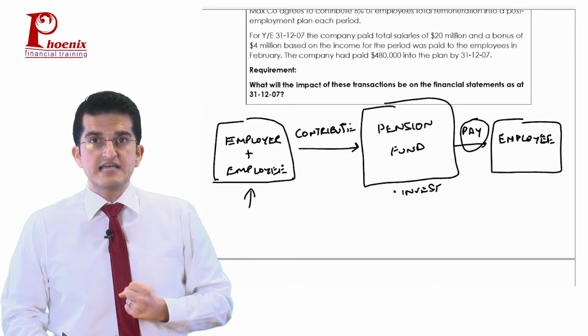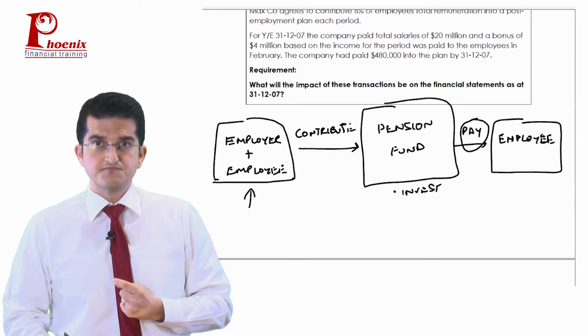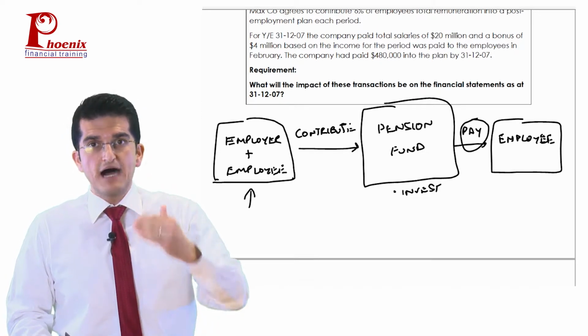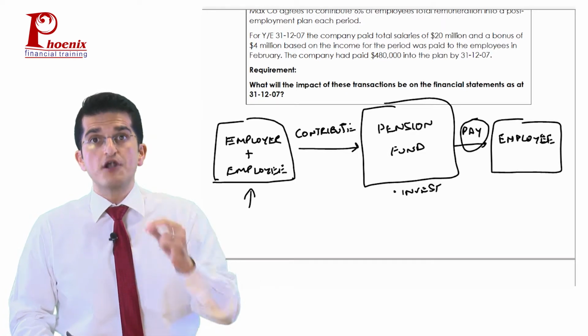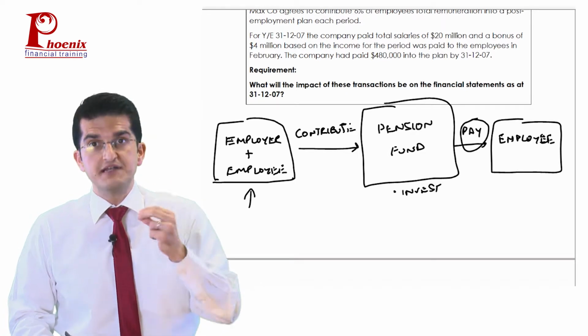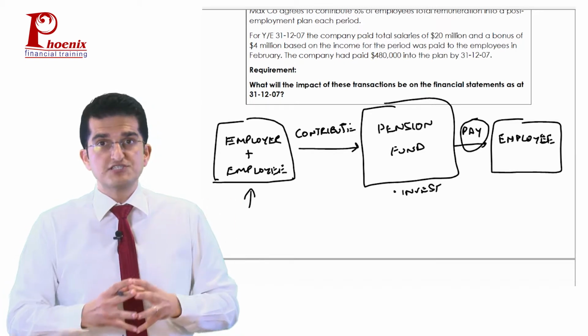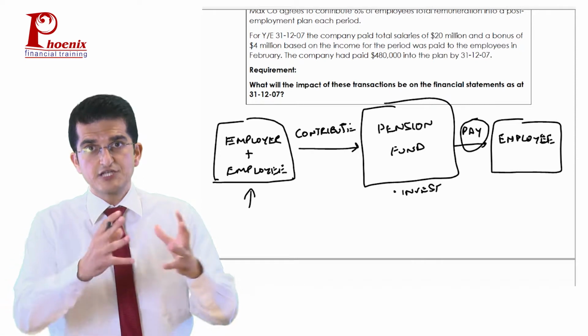What we need to understand is one kind of this scheme known as a defined contribution. What does defined contribution mean? It means the amount that is being contributed into the scheme by the employer is already fixed. It is predetermined. For example, the employer promises to contribute 10% of the employee's salary into the pension fund.